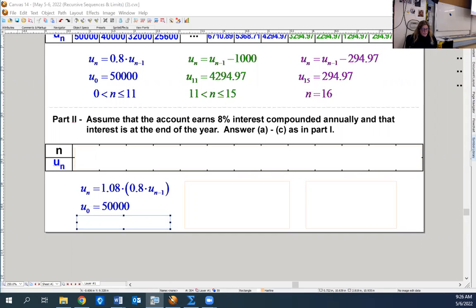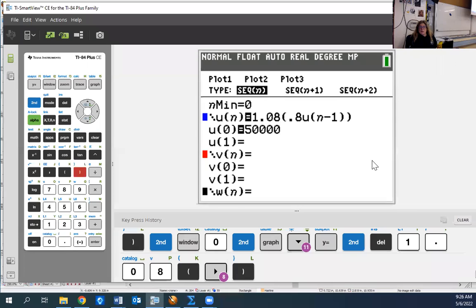Okay, guys, so all we need to do is insert parentheses into our expression so that it looks like this. So now it's the same thing, only it's times 1.08.